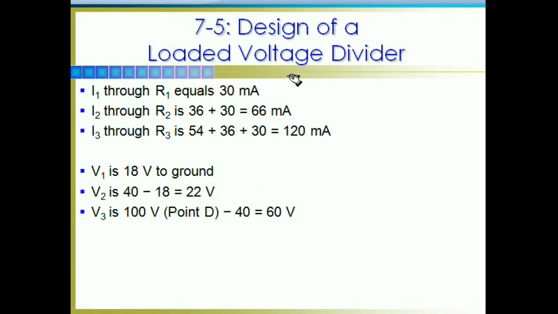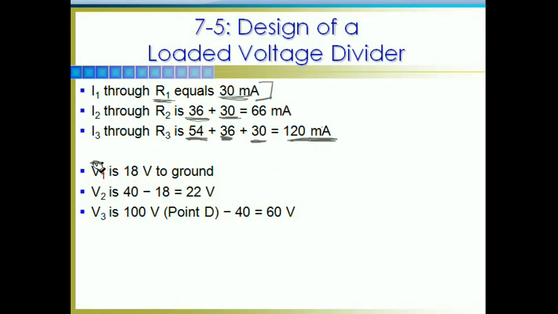So we did come up with all the math here, with R1 having the bleeder current of 30 milliamps. Then going through R2, we have the 36 of the load plus the 30 milliamps. Going through R3, we have the 54 milliamps of the next load plus the 36 of the original load plus the 30 milliamps of the bleed current. Gives us 120 milliamps.